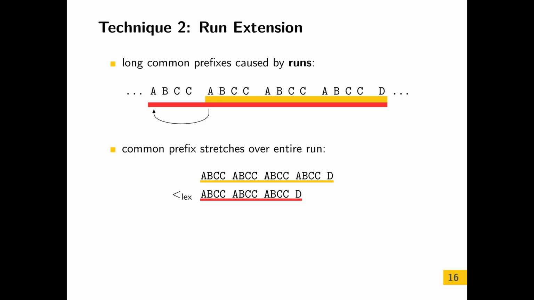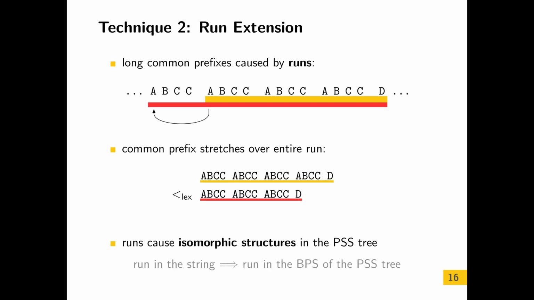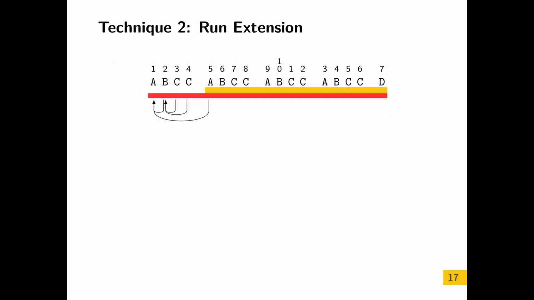With our second technique, we exploit the fact that runs in the string induce isomorphic structures in the PSS tree. In particular, a run in the string directly implies a run in the balanced parenthesis sequence. Now we will see how our algorithm exploits this fact. Assume that we just finished processing index 5. Since the repeating substring has length 4, the repeating isomorphic structure in the PSS tree consists of 4 edges. Performing the run extension is as simple as taking the last 4 edges that we have written and appending a copy of them underneath each repetition of the repeating substring.